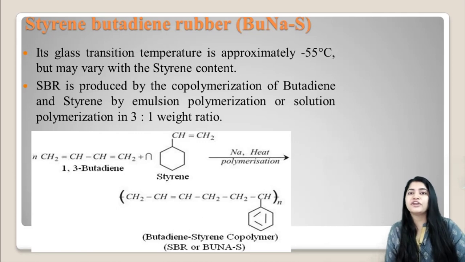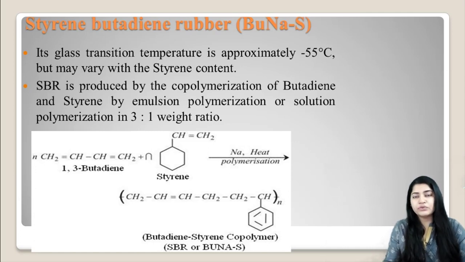The next kind of polymer is styrene butadiene rubber. It is also known as BUNA-S: Bu for butadiene, Na for sodium, and S for styrene. First of all, it is produced by copolymerization. Copolymerization means two different monomers are used here, so you are using butadiene and styrene.